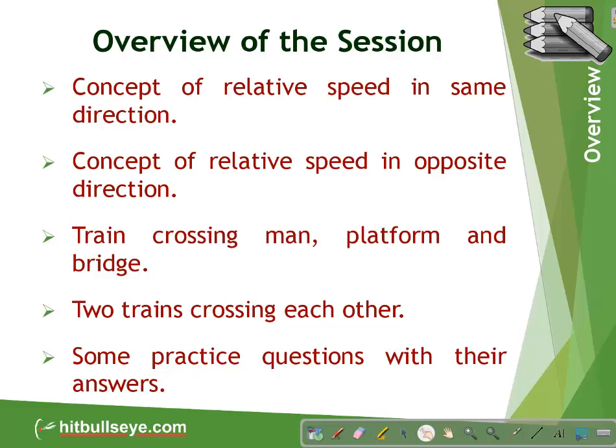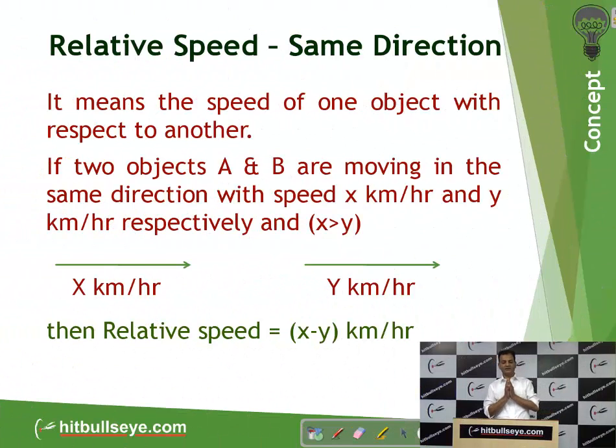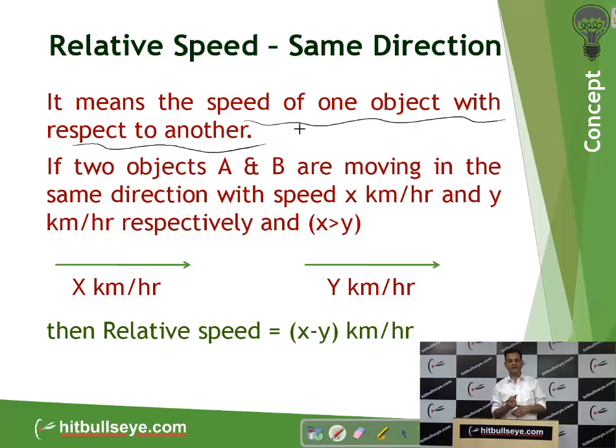First of all, I would like to tell you the meaning of relative speed. When two bodies are moving in the same direction or in opposite directions, then the speed of one object with respect to the other is known as relative speed. Now let's have a look at the slide. Relative speed in the same direction means the speed of one object with respect to another.